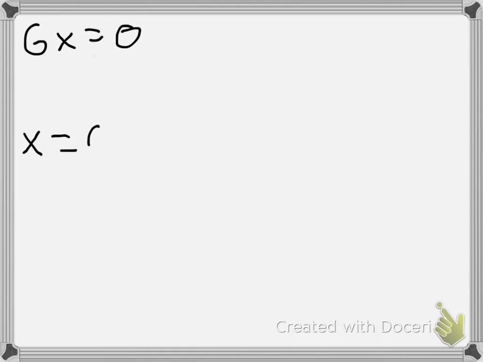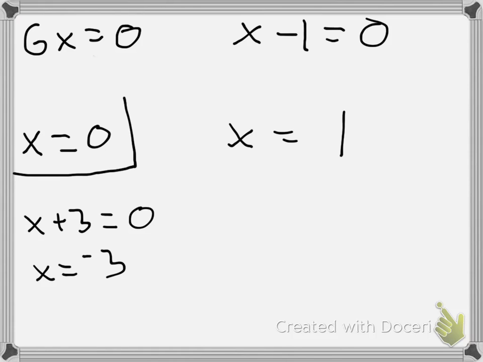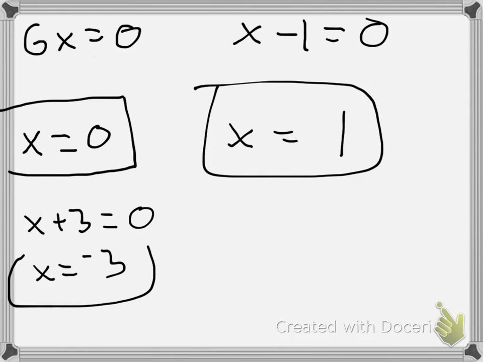So one is where x equals 0, and x minus 1 equals 0, and that becomes x equals 1. And then we have x plus 3 equals 0, which turns into x equals negative 3. And so the three values are x equals 0, x equals 1, and x equals negative 3. Now to find the position on the graph, we'll plug those into the original equation.